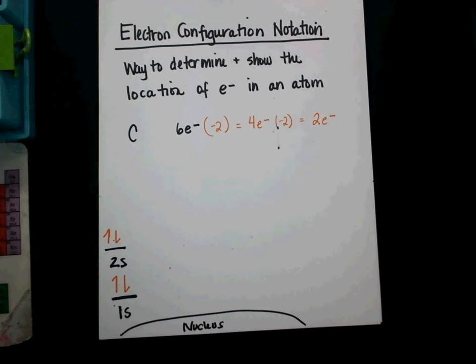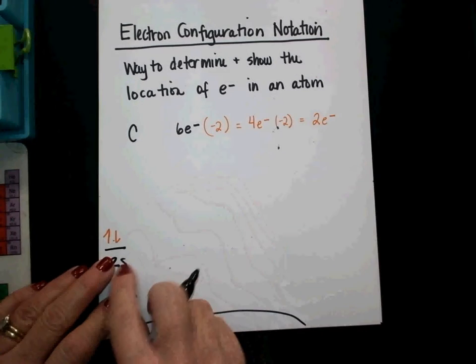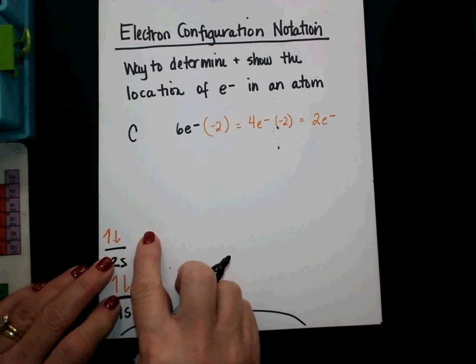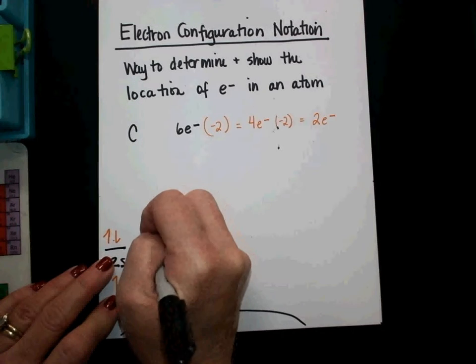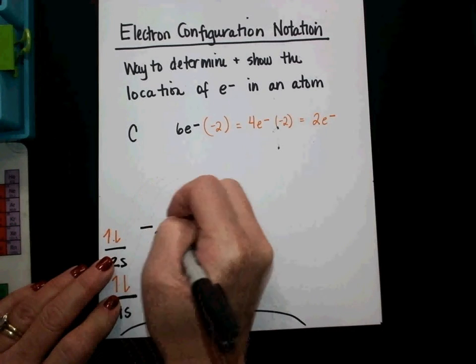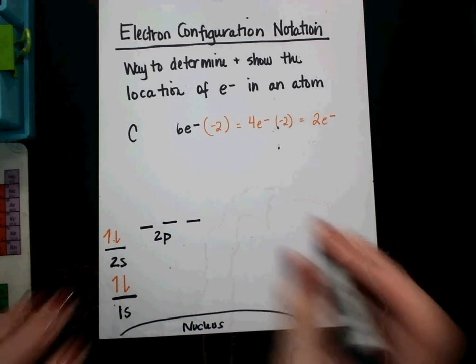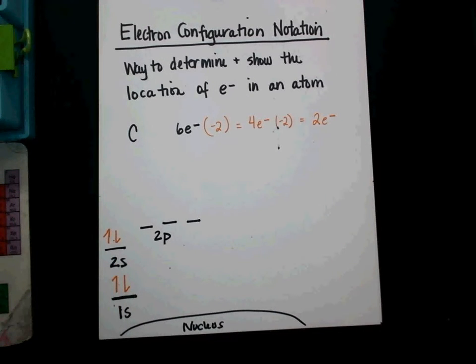And then I say, okay, what do I fill next? Follow your card and see if you can find it. 2p. When I write my 2p, it's a little farther from the nucleus and just a little bit above the 2s. So I go 2p. P has 3 positions. I show them with the lines.